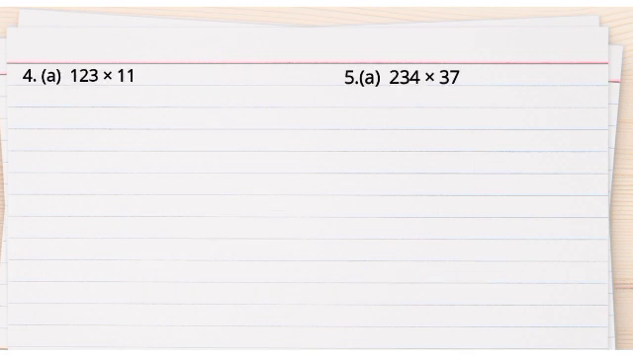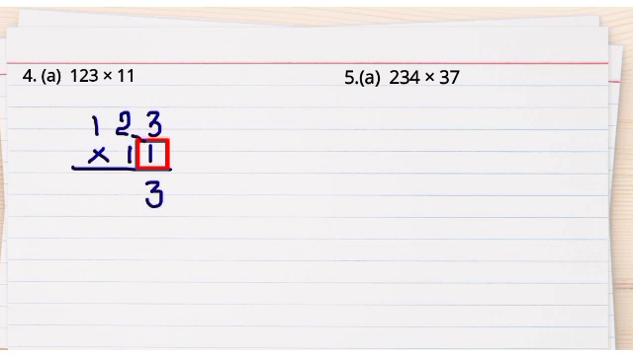Next, question number 4, A part. You want to multiply 123 by 11. So first of all, multiply by the digit at ones place in the multiplier. So this is 1. Multiply 1 by 3. 1 3s are 3. 1 by 2. 1 2s are 2. 1 by 1. 1 1s are 1. You have multiplied by the digit at ones place. So put a cross at ones place.